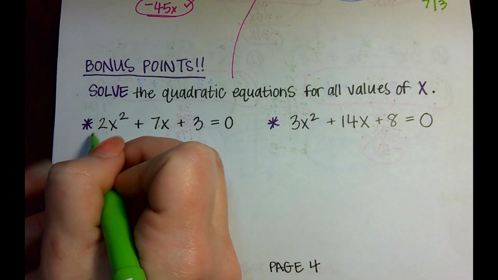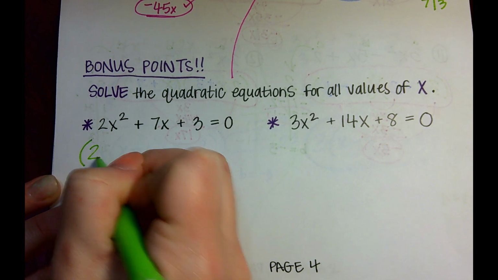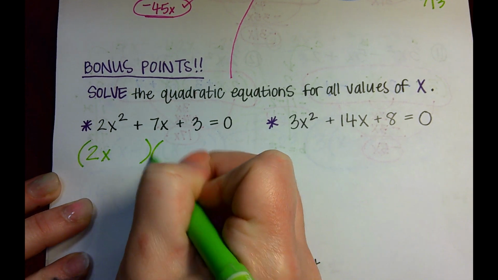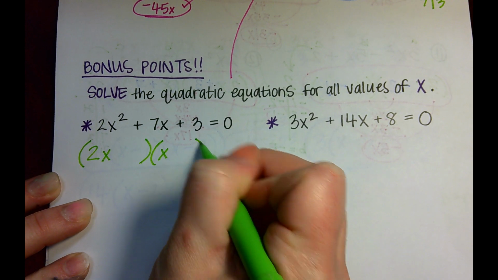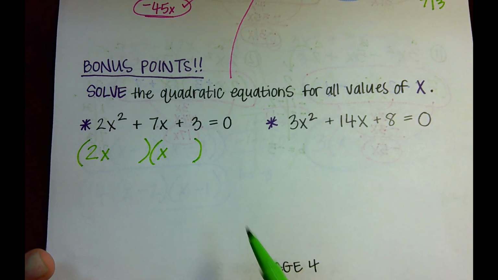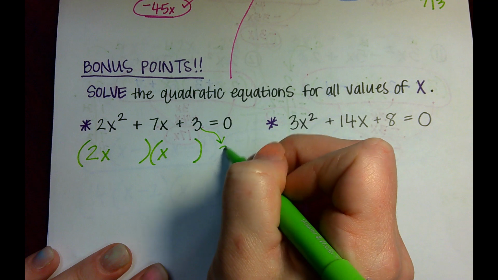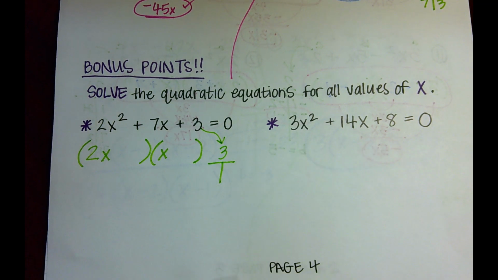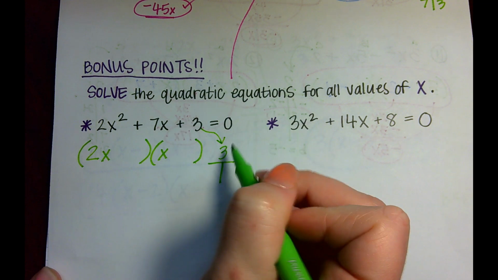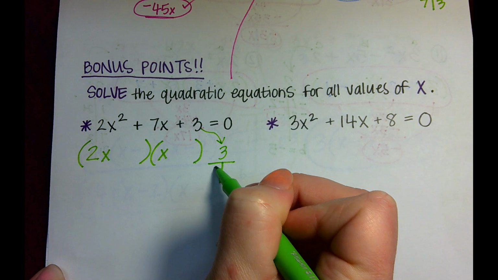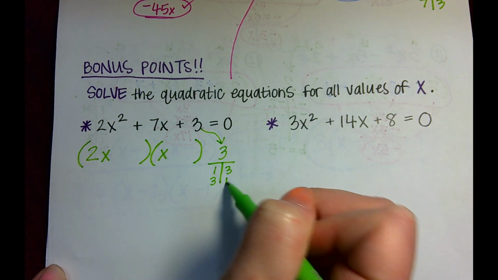Okay, so let's do that. 2x and x. And it's the exact same process. Let's find the factors of C, of 3. And there's really just two options, 1 and 3, or 3 and 1.